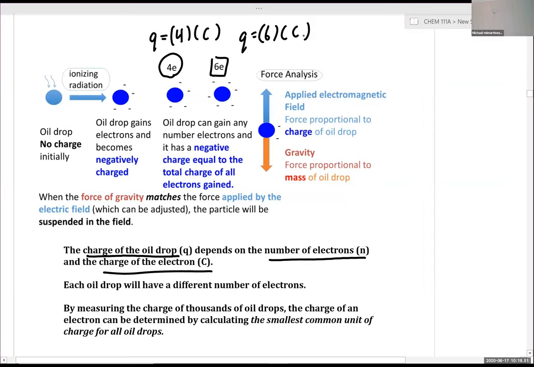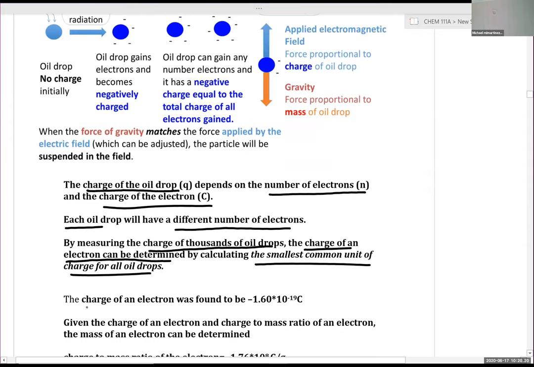Now, we can't control the number of electrons an oil drop gains. Each oil drop will have a different number of electrons. Can't really fix that. But by measuring the charge of thousands of oil drops, the charge of an electron can be determined by calculating the smallest common unit of charge, the smallest common factor between all of our measured charges. This in turn allowed the charge of an electron to be determined and was found to be negative 1.6 times 10 to the negative 19th coulombs. So it's a relatively small charge for a single electron.